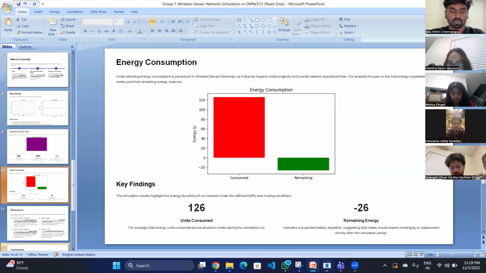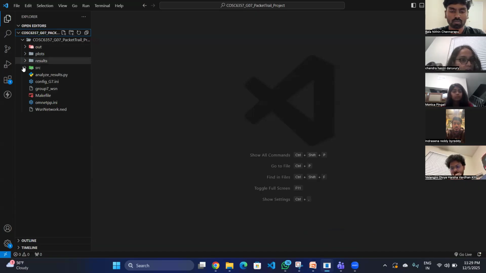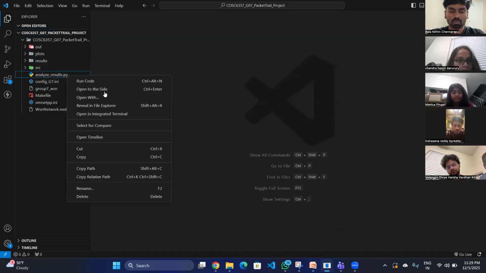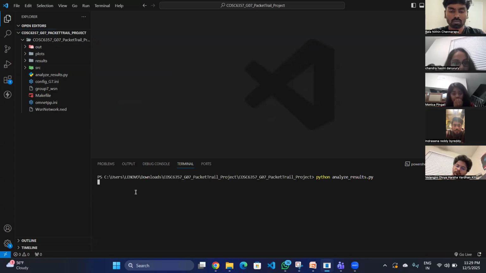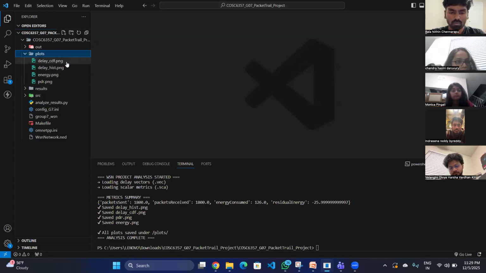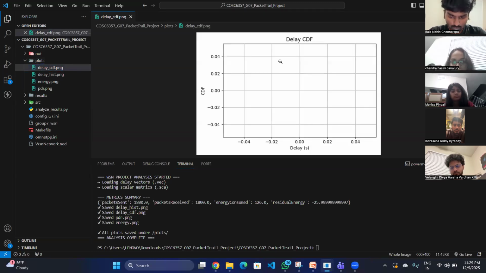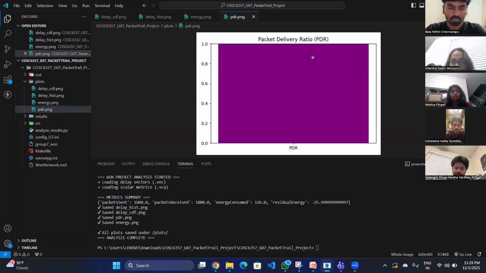Coming to the code. So this is our program, and to just show a little bit of it running. These are the plot files that I've generated. This is the delay one with the CDF, and this is the histogram. This is the energy consumption and the delivery ratio.